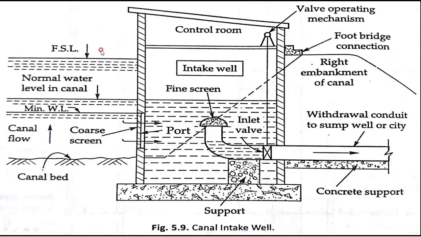Now see, this intake structure is somewhat inserted into the slope. There you can see the FSL, the maximum water level, then the normal water level, and the minimum water level. Wherever the minimum water level is, there you make one port, and water can enter through it. Here one coarse screen is made so that the bigger materials can be removed, then water will come here. Here a small arrangement is there, and it is very important. Here a fine screen is given, and water will enter inside and come like this.